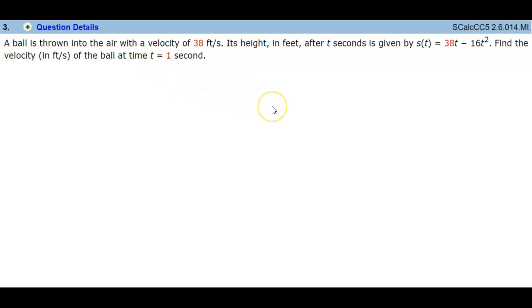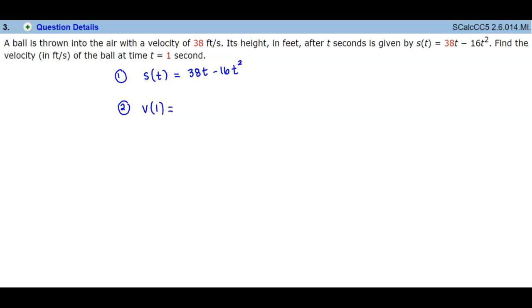1 second. So what we want to be able to do is, first, we know that our function is s of t, which is equal to 38t minus 16t squared. Okay, so now, since we know that that's our function, we now want to find the velocity when t is equal to 1.